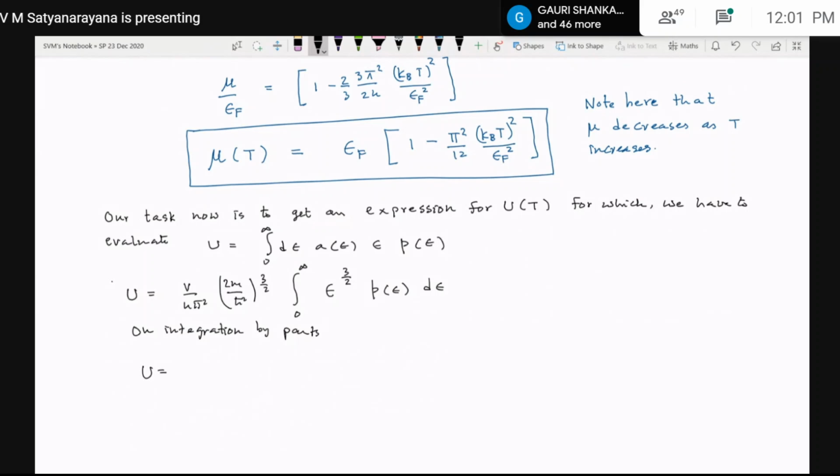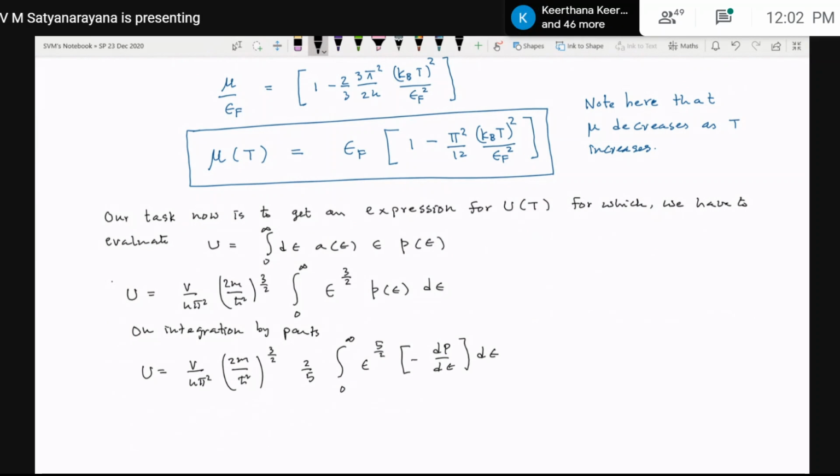u is equal to, the first term anyway will cancel, so I'm not going to write that, twice m by h bar square to the power 3 by 2 into, I have 2 by 5 into integral 0 to infinity epsilon to the power 5 by 2 into minus dp by d epsilon. This is what I get.